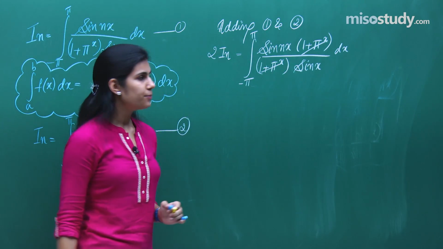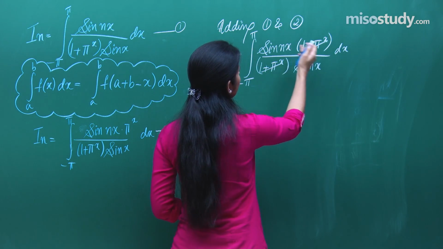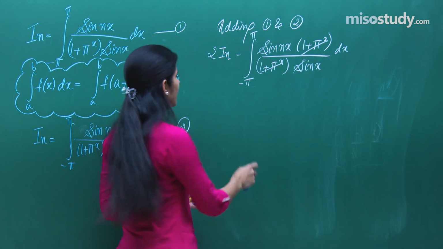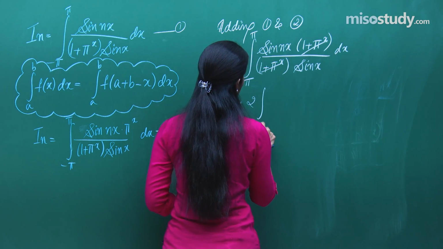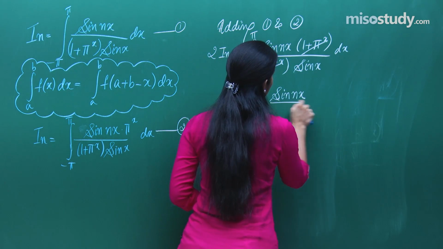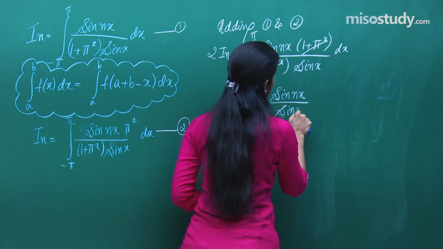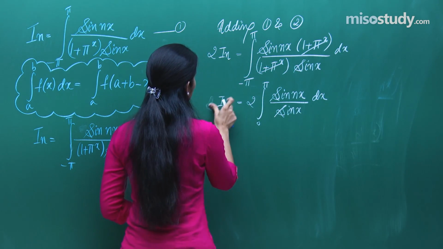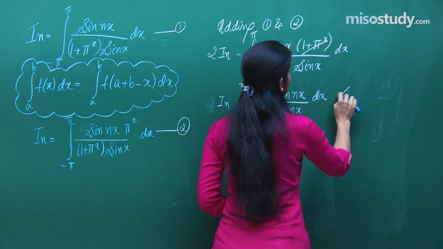Again, odd even property popping up. You can see if you replace x by minus x, sin nx upon sin x is an even function. And so this boils down to twice of integral 0 to pi sin nx upon sin x dx. That is what your twice of In is, which implies In is this.